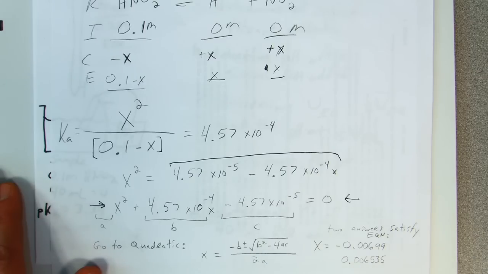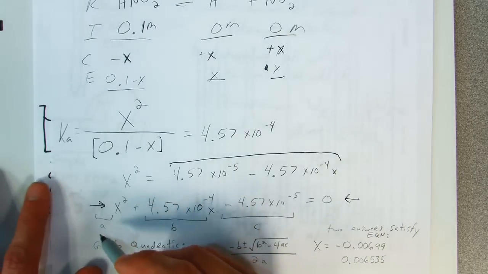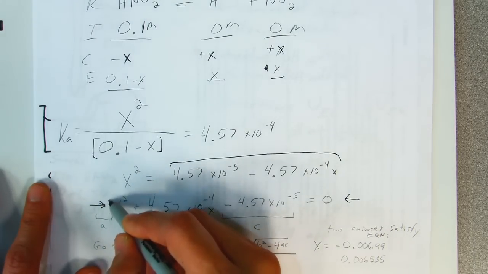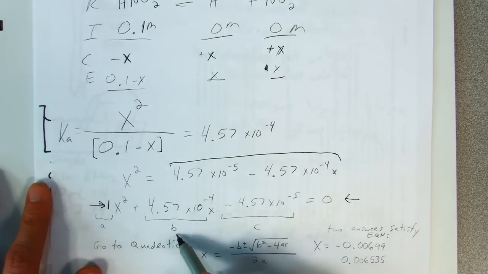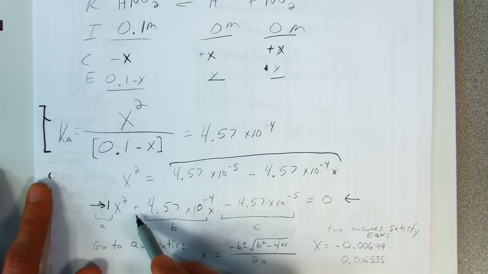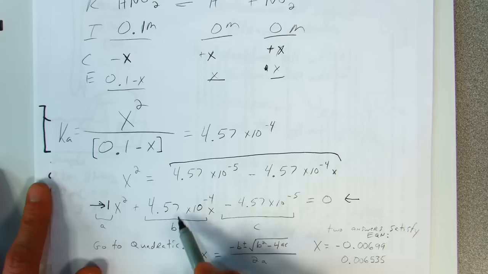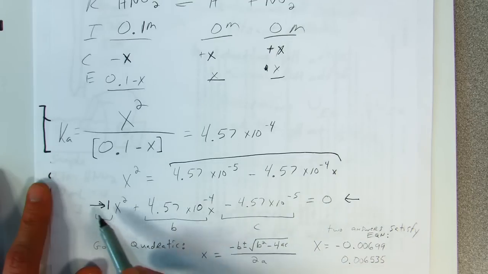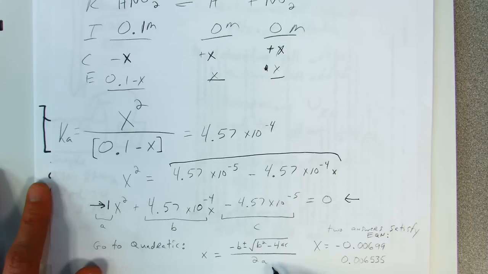And the a's and b's and c's, of course, where does that come from? Well, a is the number which is associated with the x squareds. Right here, that's just 1. B is the number that's associated with x, including the sign, so it's a positive 4.57 times 10 to the minus 4th. And c is this number, including the sign. So we take the 1, this number, and this number, and plug them in where we see a, b, and c down here, and we solve for our x.